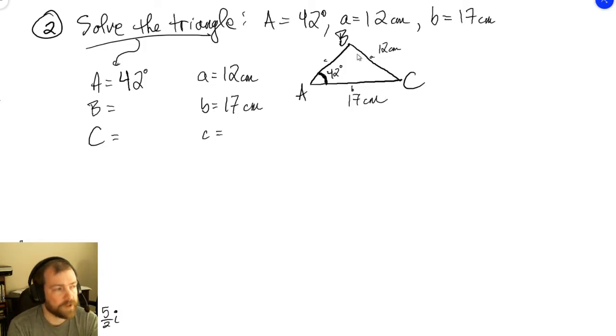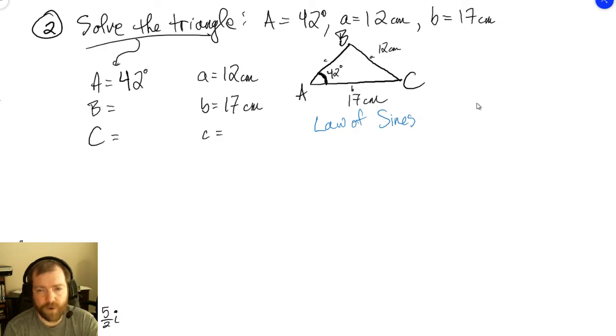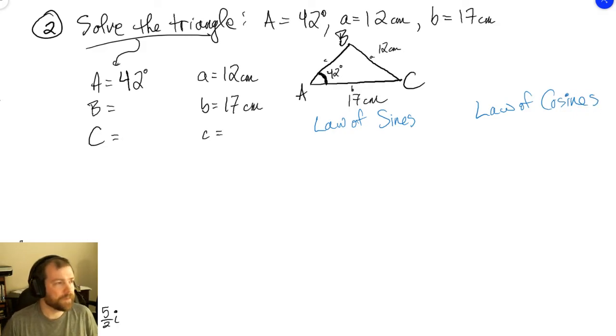What we're going to do is say, based on what we learned in class, for any non-right triangles, we may use the law of sines and/or law of cosines. Now it's up to you which one you want to do. It doesn't really matter. You will find answers to this particular problem through either method.